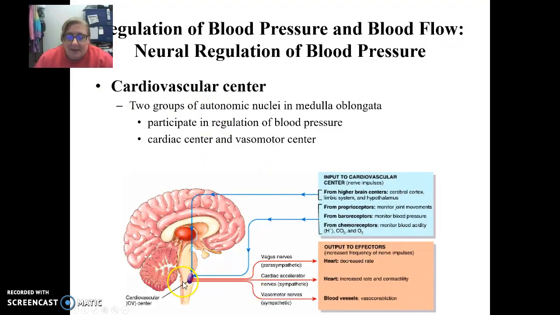And so in the medulla, we have these regions. This is a really yucky looking picture, I'm sorry. We have these regions called the cardioacceleratory and cardioinhibitory regions that are going to control not only the heart rate, but they also influence the blood vessel diameter.